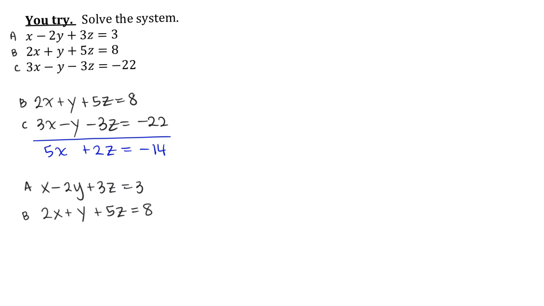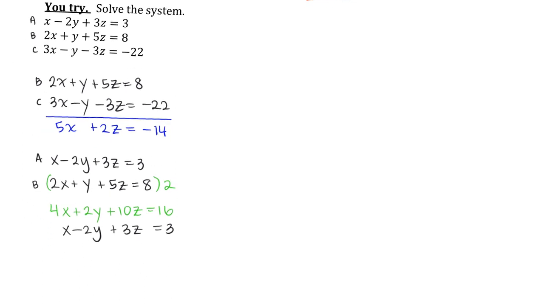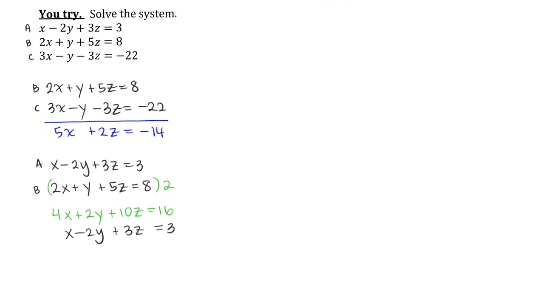So what am I canceling? I'm canceling the y's out. Since this is negative 2y, I want this to be positive 2y. So let me times that by 2. Okay, if I times by 2, what do I get? 4x, 2y, 16, and then let me bring down equation A. Okay, now if I did this right, the y should cancel. Let's try it. 5x plus 13z equals 19.